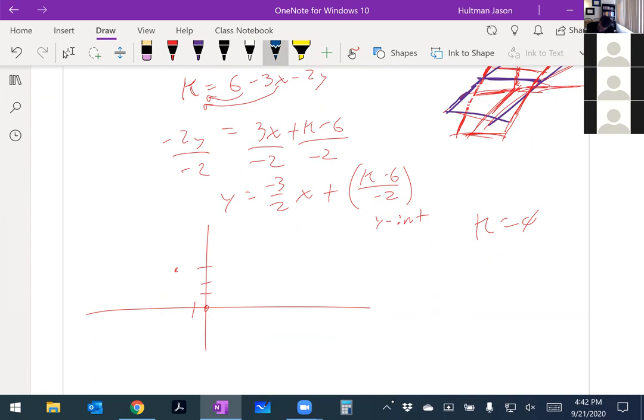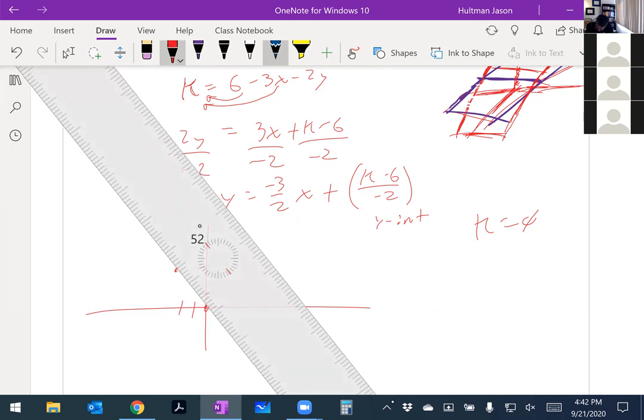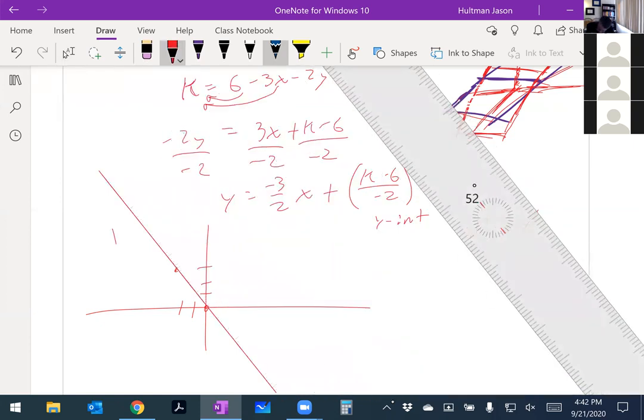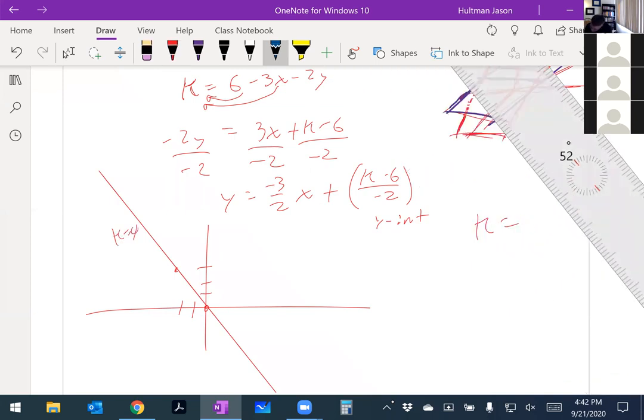Right, through these 2 points, I'm going to use a ruler. Tired of not having straight lines. Okay, I would get this line, that's k equals 0. Or sorry, not 0, k equals 6, I should say. K equals 6 is this guy here. Gives me a y-intercept of 0. Okay, and k equals 6 will be here.